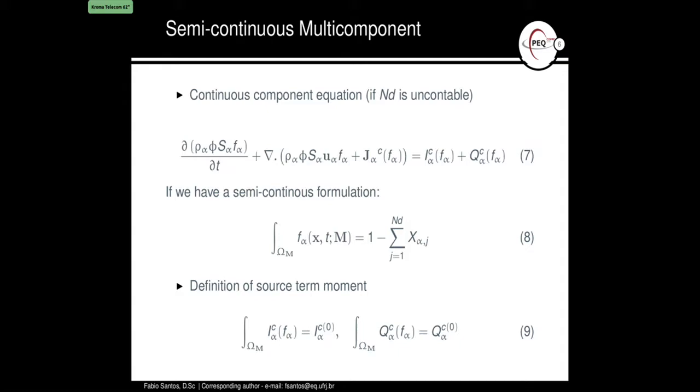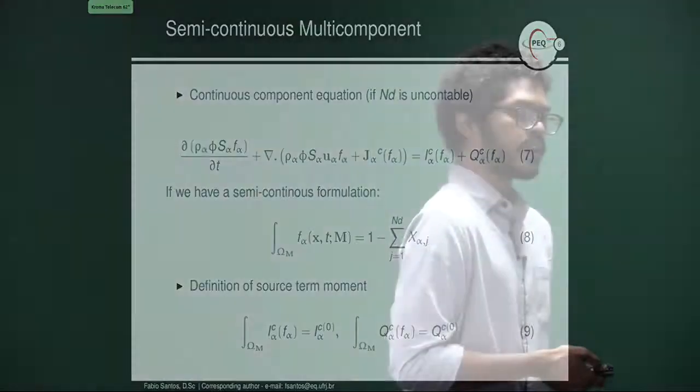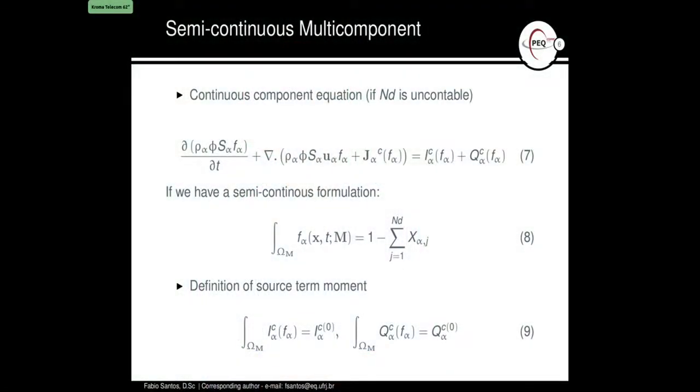So the constraint still exists. If I have a semi-continuous function, it means that some components are discrete and other components are continuous. So the constraints for molar fractions can be described like this, where this x represents the discrete component and this function is the continuous component. So if I integrate this equation in terms of the internal variable, in this case the weight, I have the moments also for the source term, right?